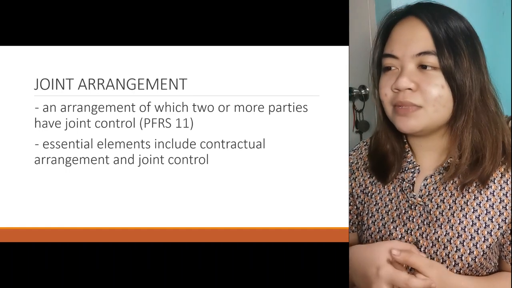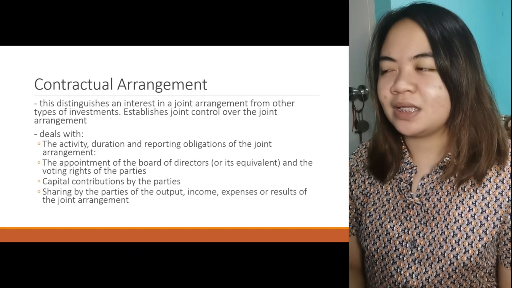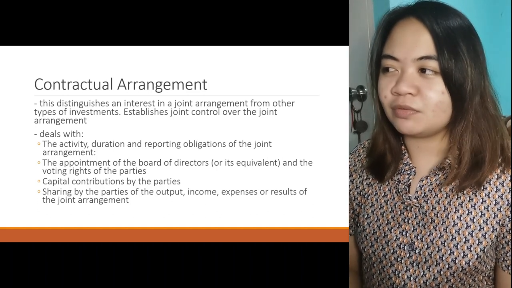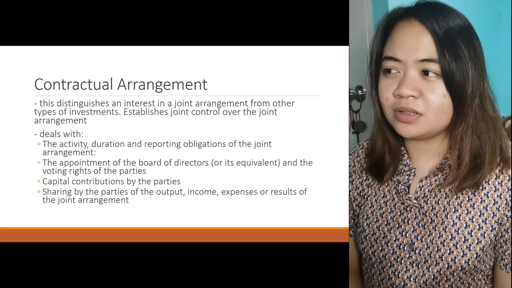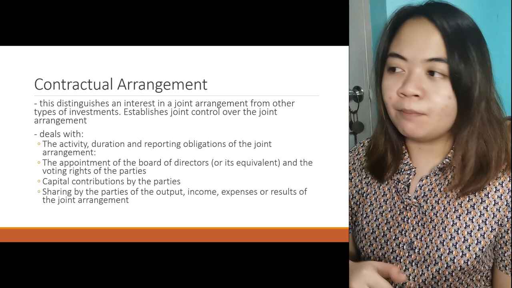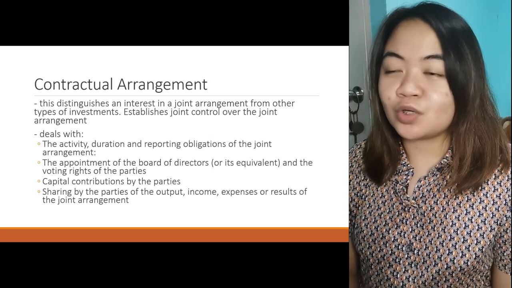Okay, so the essential elements include a contractual arrangement and joint control. What is a contractual arrangement? This distinguishes an interest in a joint arrangement from other types of investments. It establishes joint control over the joint arrangement. What does it contain? Usually, the activity, duration, and reporting obligations of the joint arrangement.